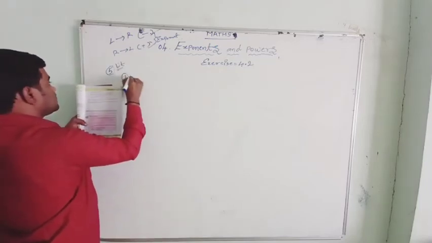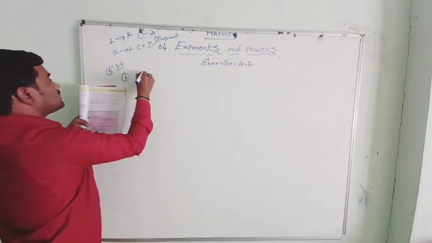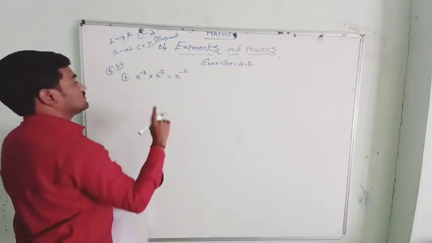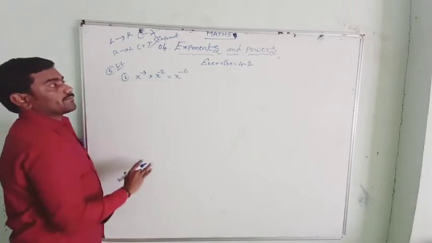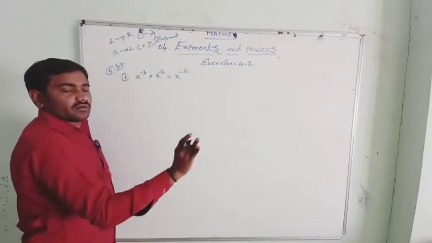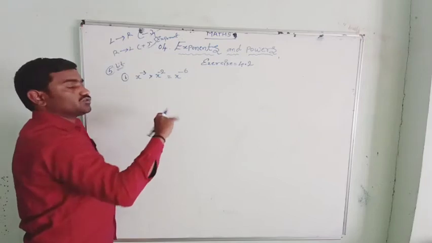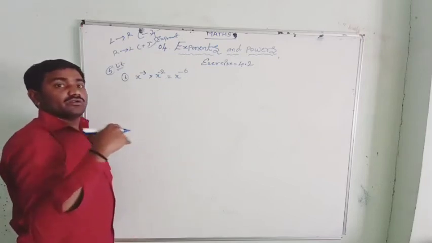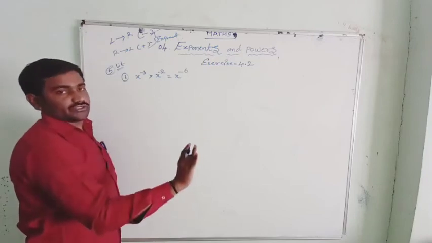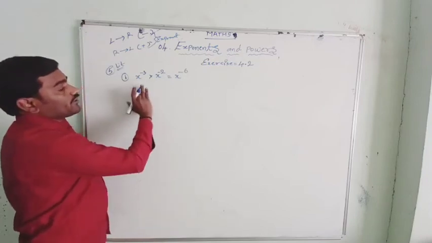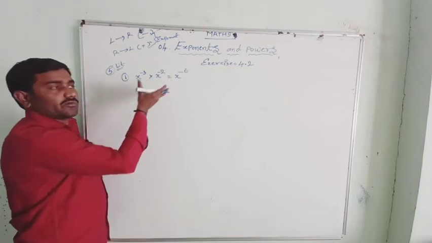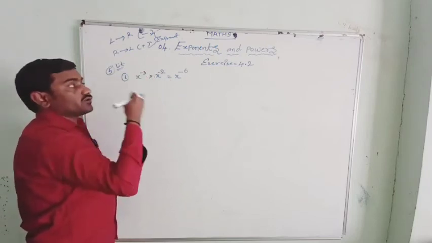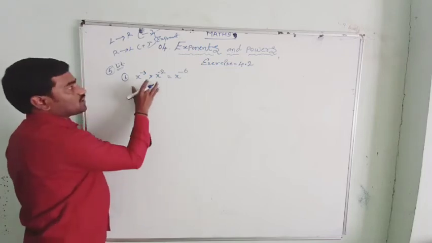See, here Rakesh wrote x to the power of minus 3 into x to the power of minus 2 equal to x to the power of minus 6. Is it correct or wrong? If it is correct, you agree with Rakesh; if it is wrong, you do not agree with Rakesh's solution. When you know the properties and laws of exponents, you can tell whether it is right or wrong. Let me solve that first.